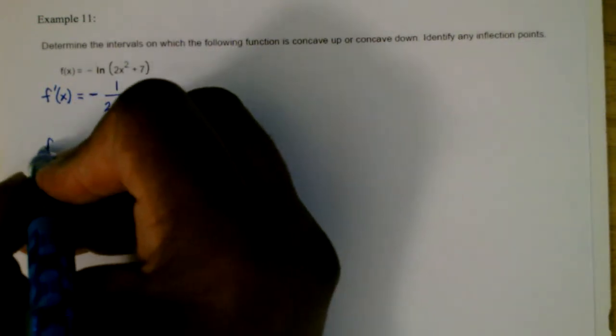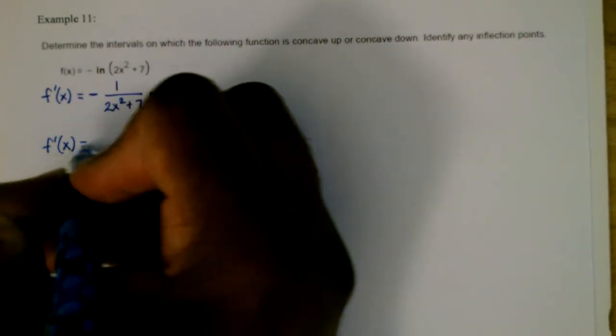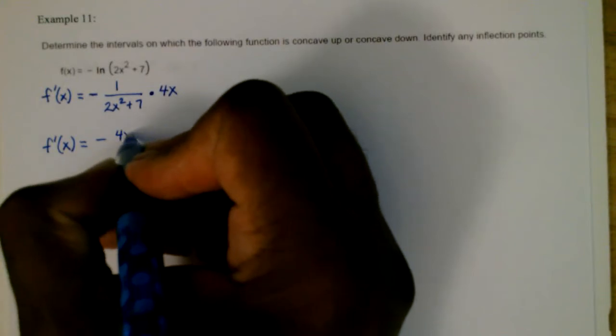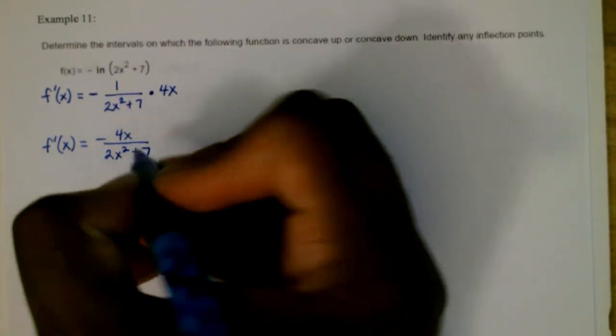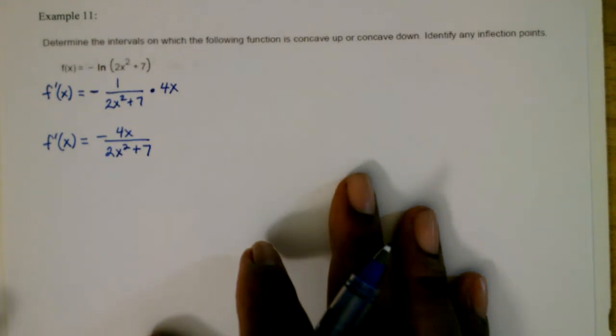So in this case here, f prime of x will be negative 4x over 2x squared plus 7. And of course, I'll leave that as is.